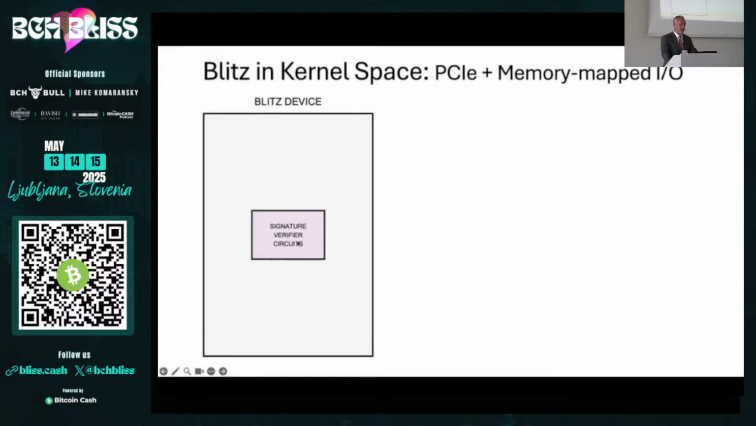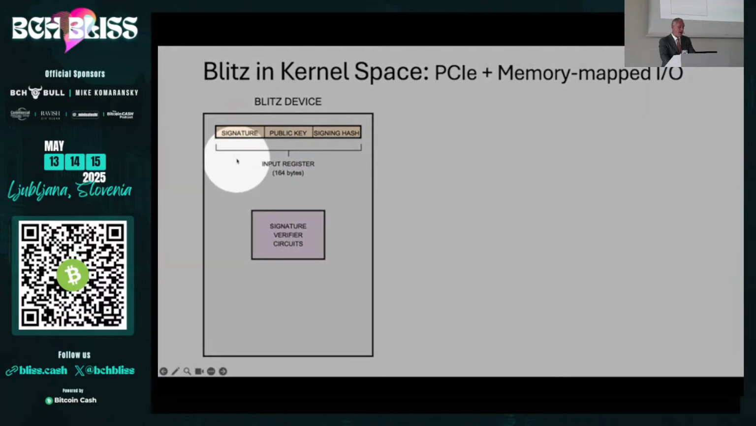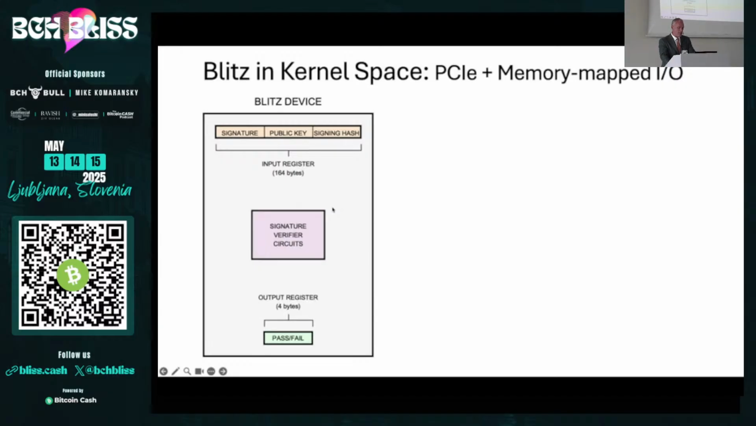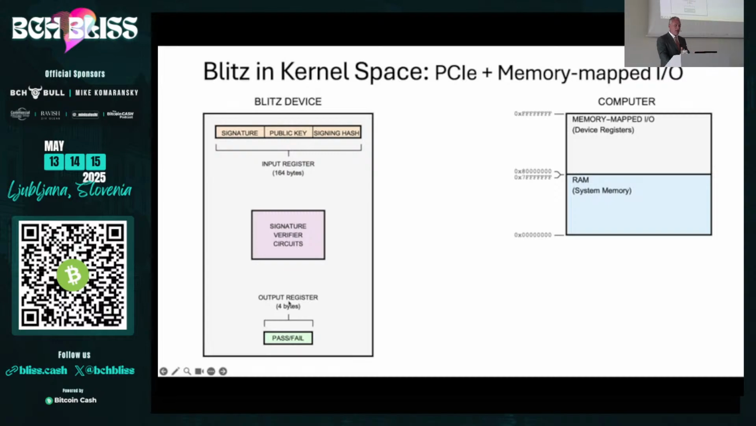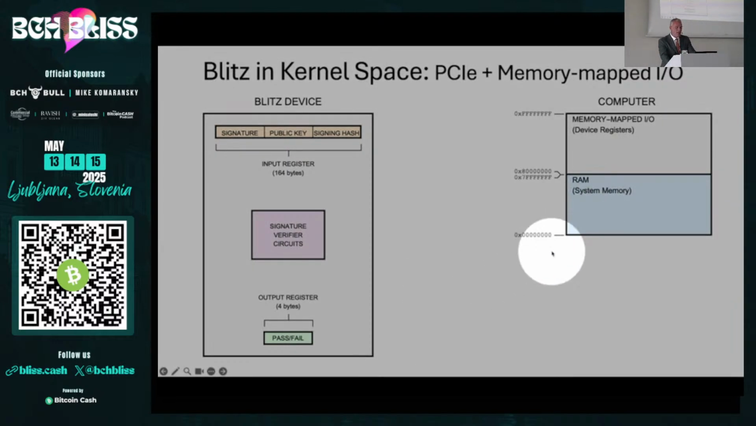Blitz has an input register that the user would write the signature they want checked, signature, pub key, signing hash, and it exposes an output register where it writes the pass-fail result. Your computer that it's connected to has some memory map. Typically your RAM might be from addresses 0 to 7FFF. So this is a 2 gigabyte machine. Above that, you have address space reserved for memory mapped I/O. These are all the registers for the devices attached to your computer. And Blitz just becomes one of those devices.